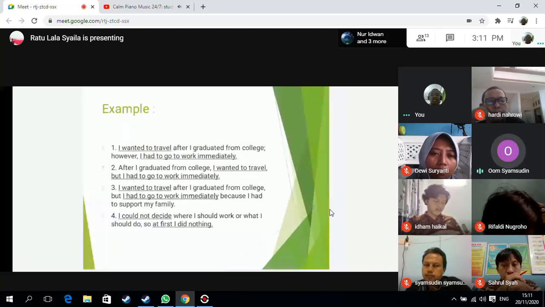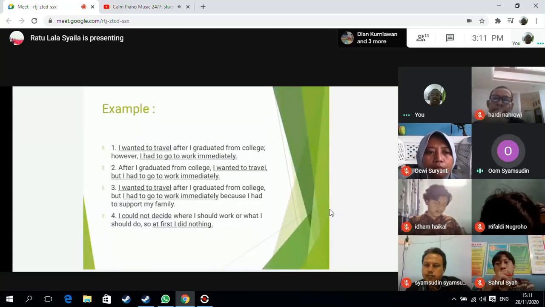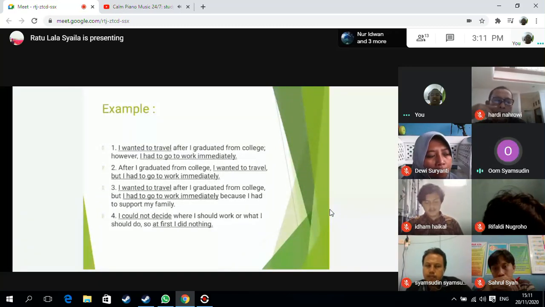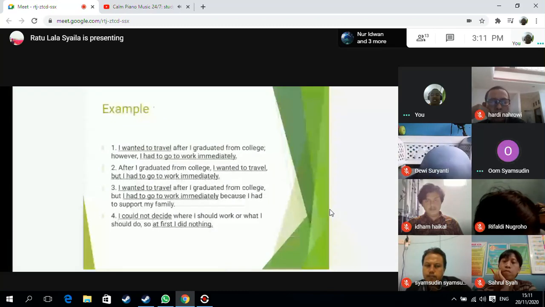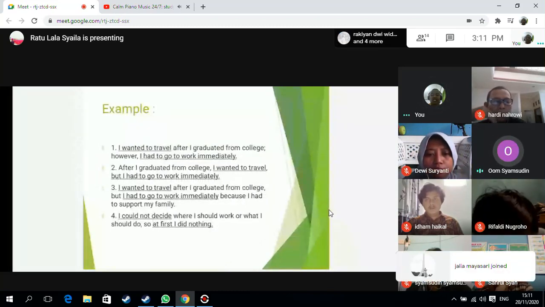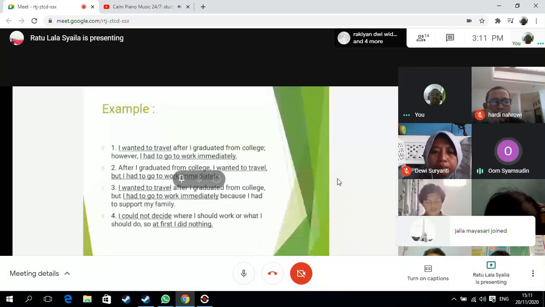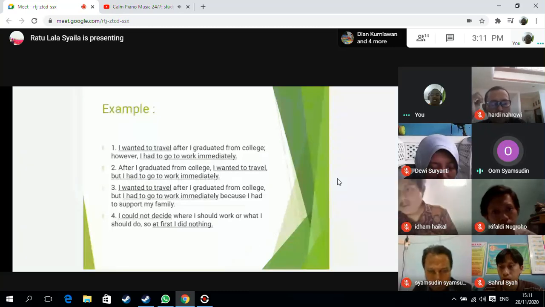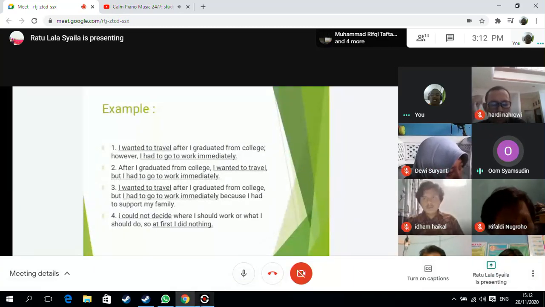Ketika bekerja itu nggak akan langsung dapat gaji sehingga bisa support family, enggak. Ya, jadi I had to go to work immediately. I have to find a job immediately. Okay. Because I had to support my family. Begitu. You see? Jadi how to choose the word, how to choose the vocab for your sentence is very important.